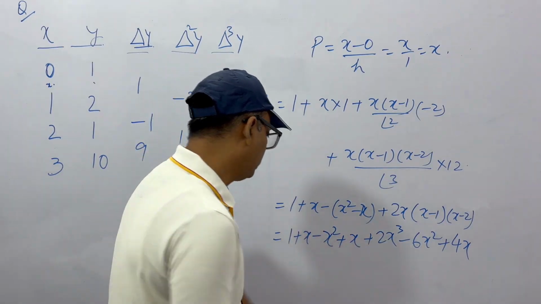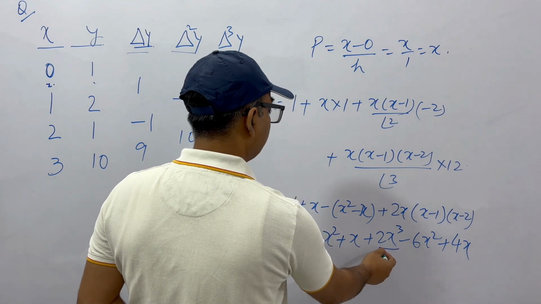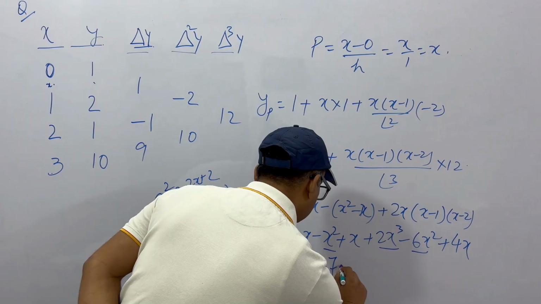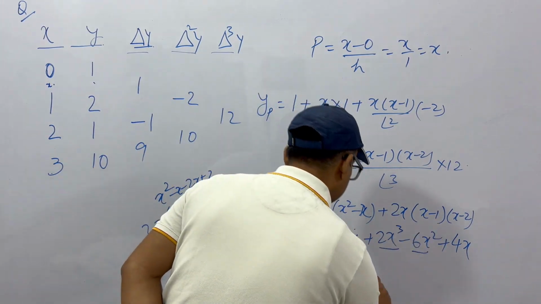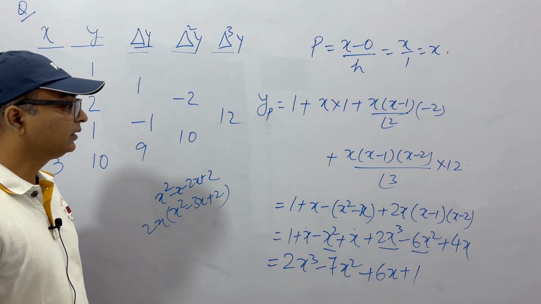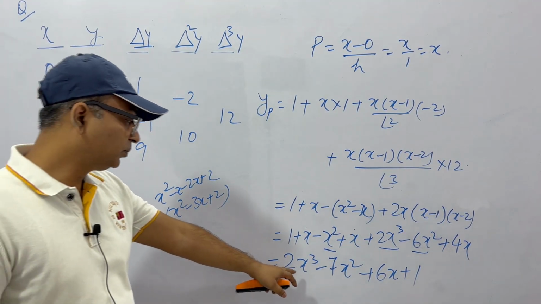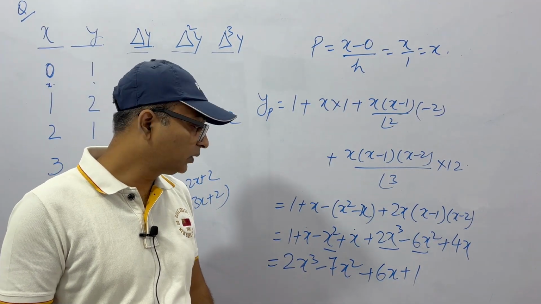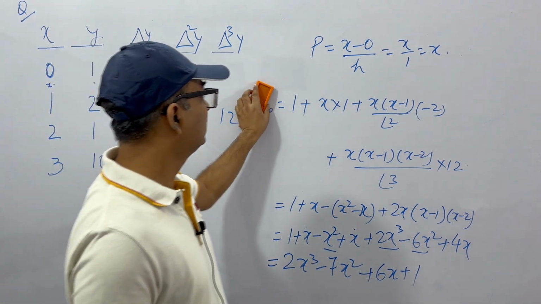So what do we get? We get 2x cube, this term, then x square. We have minus x square minus 6x square. So this is minus 7x square. Then for x, we have x plus x, 2x plus 4x, that is 6x plus 1. So this is the polynomial that actually defines Newton's forward interpolation formula. So if you put a value x equal to 1.5, you can put the value and get the result directly.